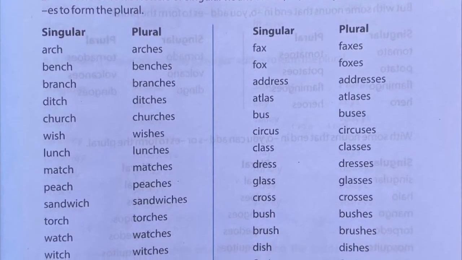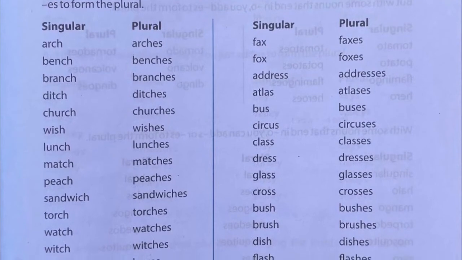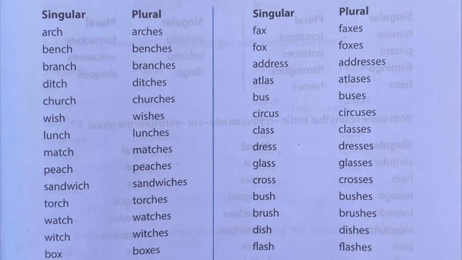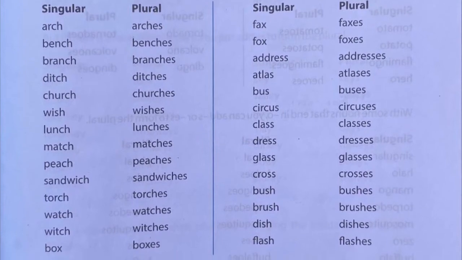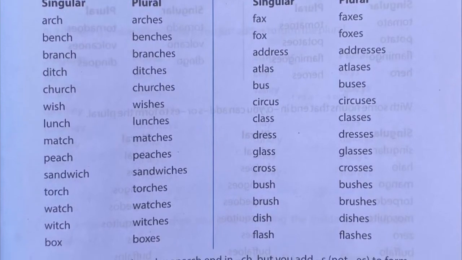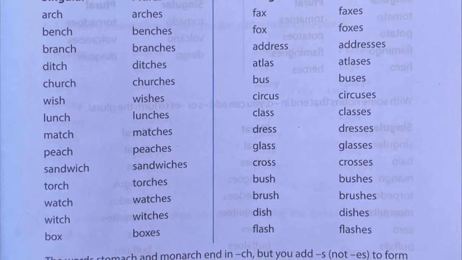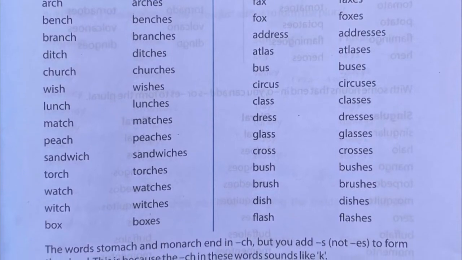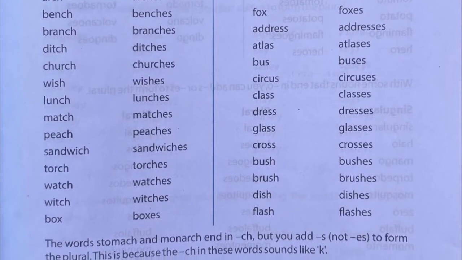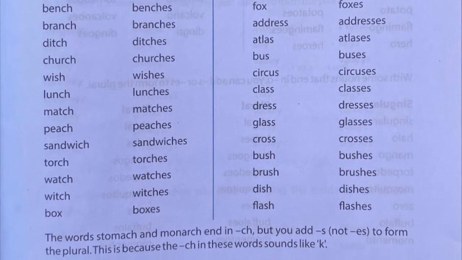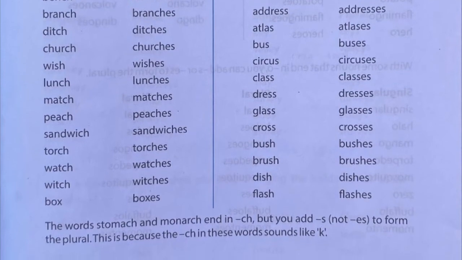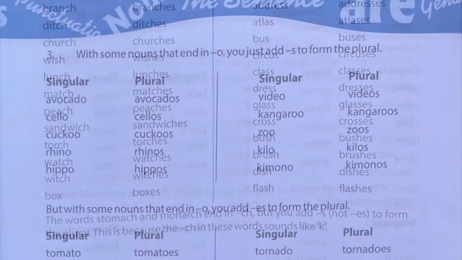And next they have given the note here itself: the words stomach and monarch end in ch, but you add s to form the plural. Why? Because the ch in these words sounds like k. Okay, it gives the sound of k, so that's why we are going to add only s to make its plural form.